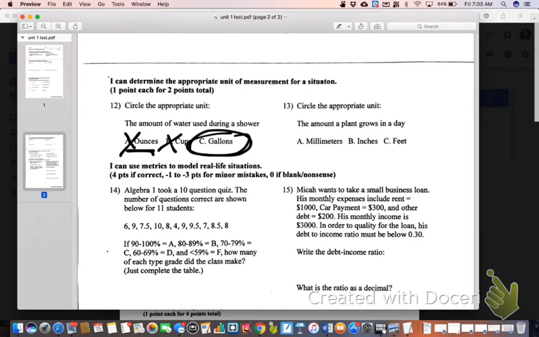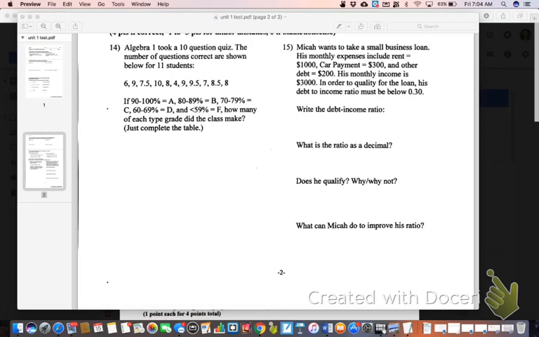And for number 13, most plants grow a teeny tiny amount in a single day, like you can't even see it. You need time-lapse photography to actually see it grow in a day. So inches and feet really don't make any sense because it's not going to grow that much in a single day. So millimeters is the one that makes sense.